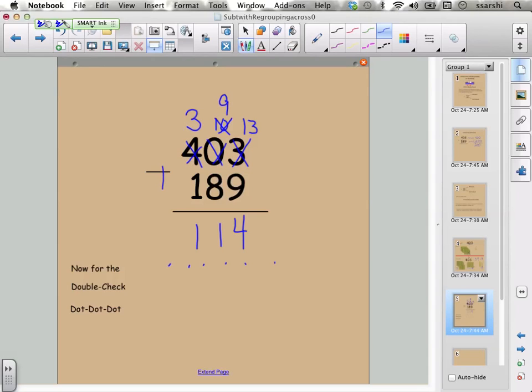I change this to an addition problem, and I'm looking at the 189, the bottom number, the subtrahend, and the difference, and I'm going to add those two numbers together. 9 and 4 is 13, carry the 1. 1 and 8 is 9, and 1 is 10, carry another 1. I have 1 and 1 is 2, and 1 is 3. I can see this number is not matching the 403 I started with, which would lead me to believe there is a mistake in the hundreds column.